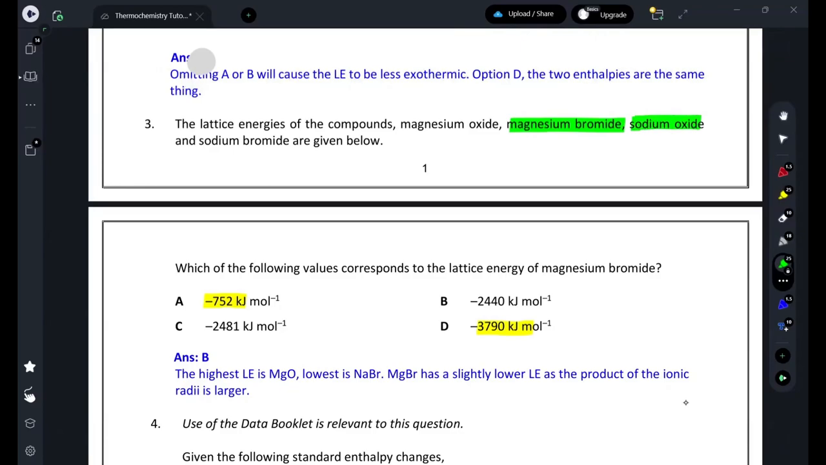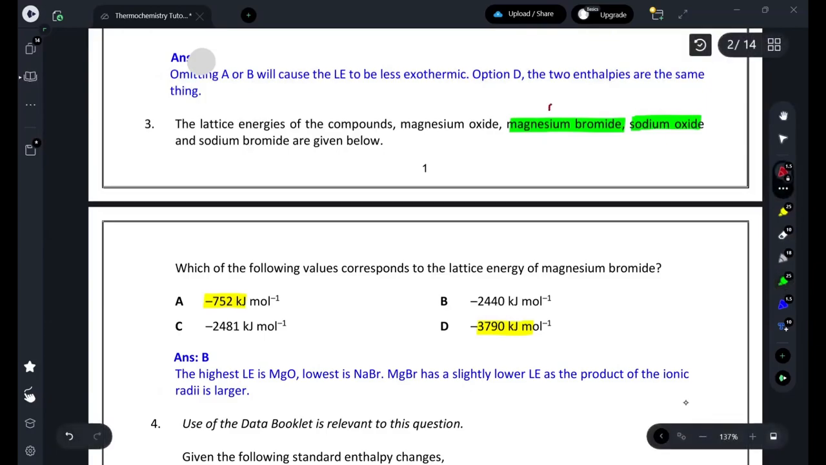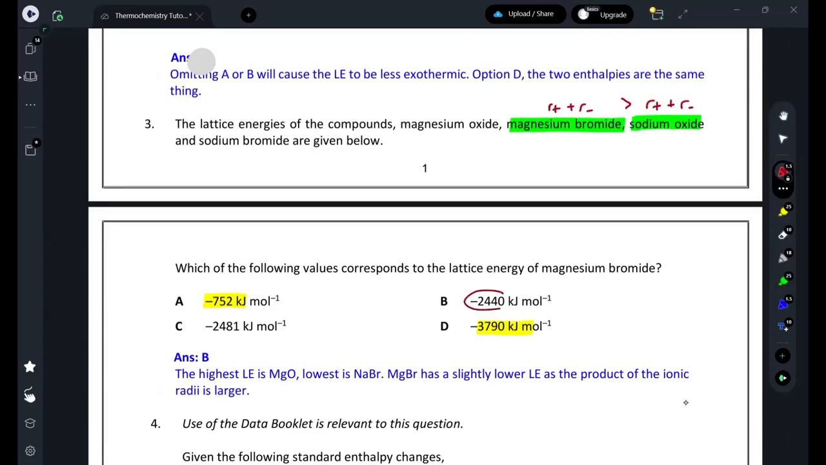Okay, because the product of their charge is the same, but the addition of their radius is different. This one is bigger. R plus plus R minus is larger than this R plus plus R minus, which means that the lattice energy should be smaller. Which is why we pick B over C.